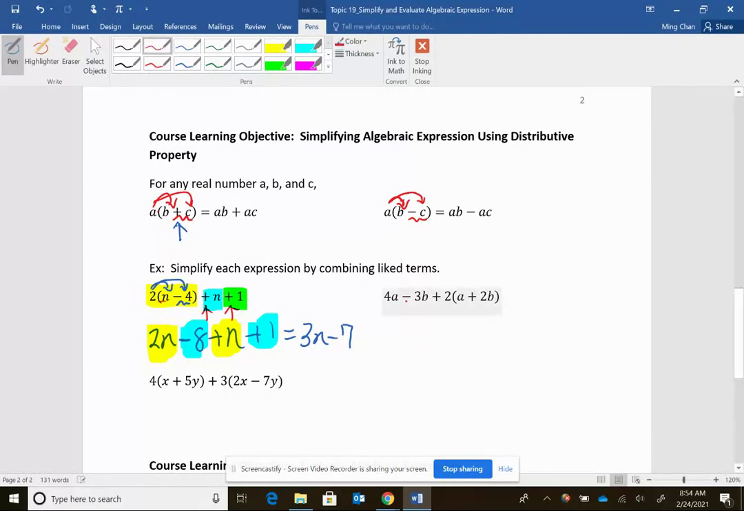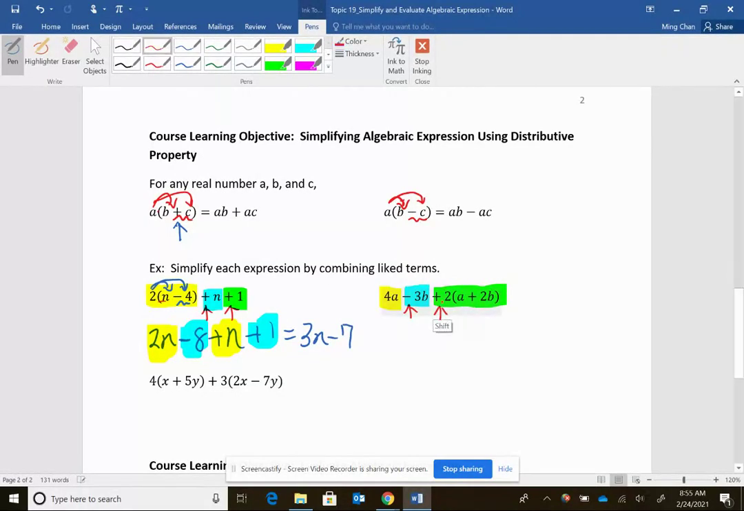All right. 4a minus 3b plus 2 times (a plus 2b). There are two plus and minus signs outside the parentheses, so that tells me I should have 3 terms. 4a is my first term. Negative 3b is the second term. Positive 2 times (a plus 2b) should be the third term. So my third term has to be distributed.